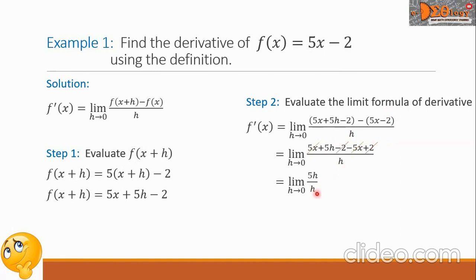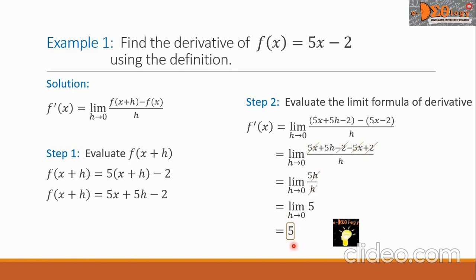The h and the h can also cancel out. Our function now is simplified into a constant 5. So the limit of 5 as h approaches 0, and we have our answer, which is 5. This is our final answer. This is the derivative of our function.